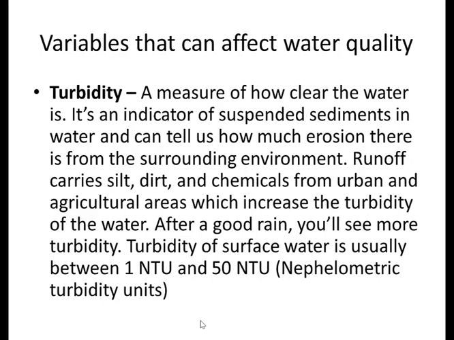Runoff, like let's say a big rainstorm comes and the water runs across the land, down the watershed into the body of water. Well, along the way, that water is going to pick up things like silt and dirt, and then chemicals from urban and agricultural areas like fertilizer, which increases the turbidity of the water. So turbidity of surface water is usually between 1 NTU and 50 NTUs.